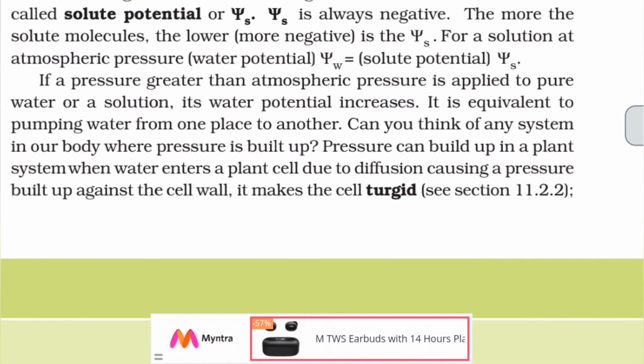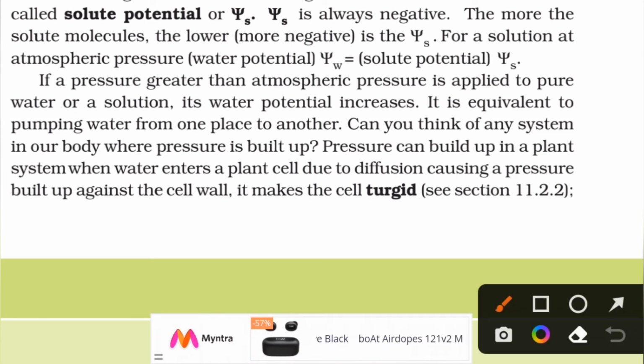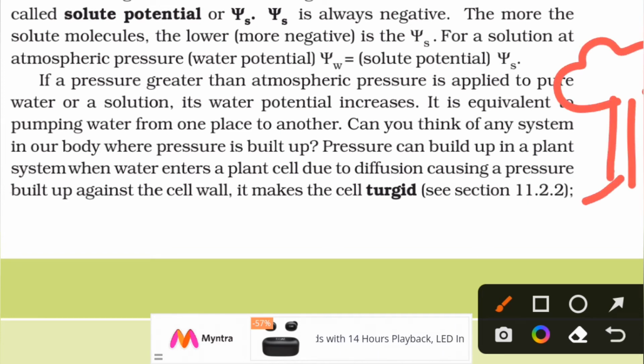So what is pressure potential then? If a pressure greater than atmospheric pressure is applied to pure water, the water potential will increase. This means when water is entering into plant cells from the roots by diffusion or by osmosis, what will happen here? Due to the diffusion, the pressure on the cell wall increases and this makes the cell turgid. Turgid means swollen. This also increases the water potential.